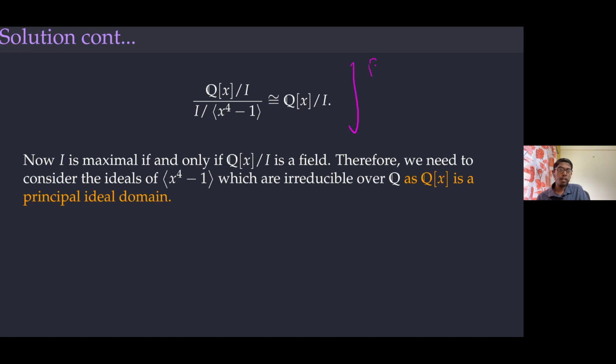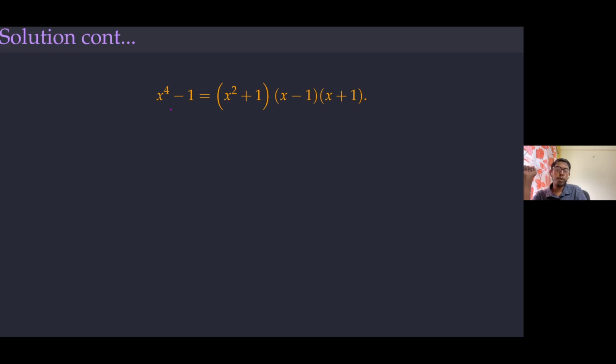So what is the goal finally? Find out the irreducible factors of x^4 minus 1 in Q[x]. See, we can factor x^4 minus 1 as (x^2 plus 1)(x minus 1)(x plus 1). And all these factors are irreducible in Q. This is a linear factor and hence irreducible. This is also linear and hence irreducible. And for this one, the roots are plus minus i, which are not in Q, and hence it is irreducible.